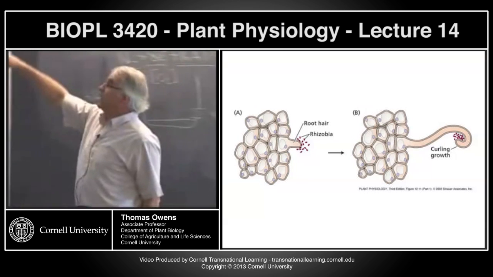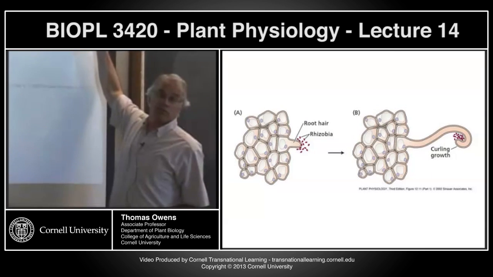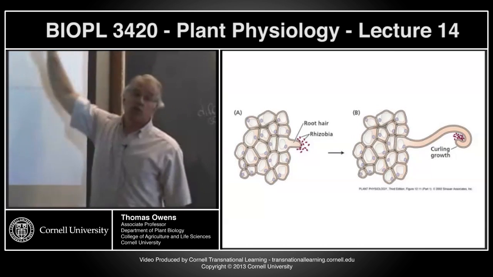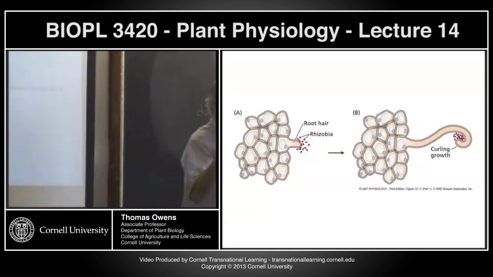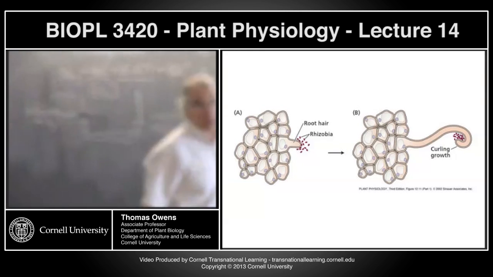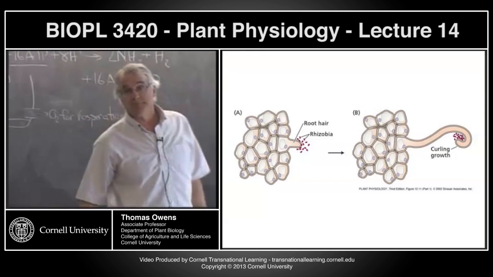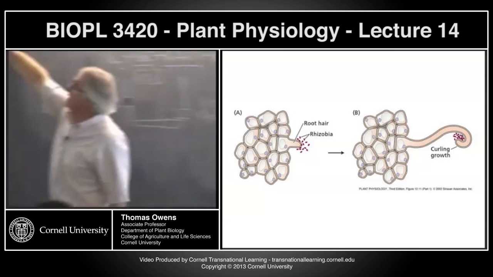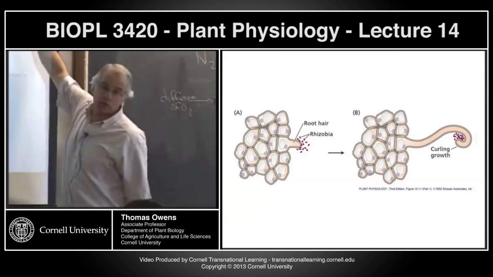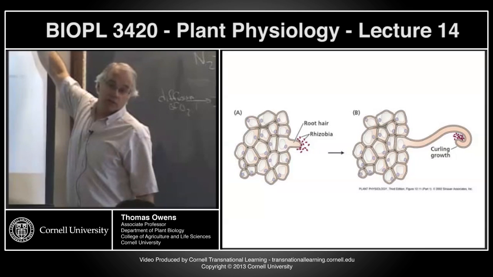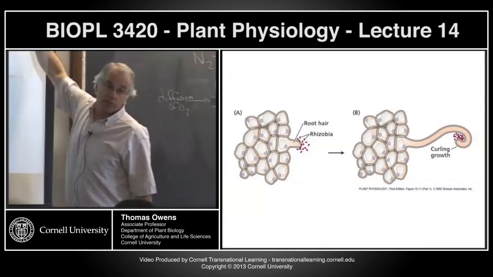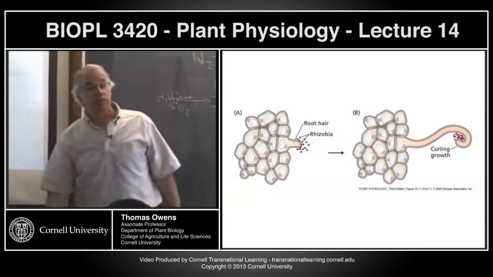The first thing the nod factors do is cause the root hairs to grow out, and they literally curl around and sort of trap the rhizobia in the soil. The other thing that happens is right in this region where the root hair curls, the cell wall of the root hair breaks down, exposes the plasma membrane.